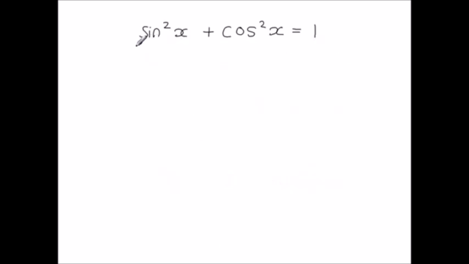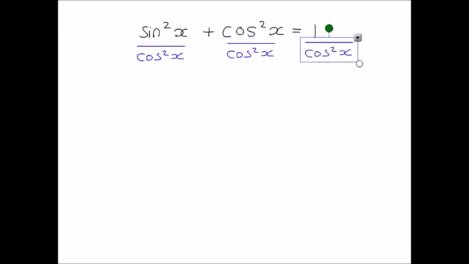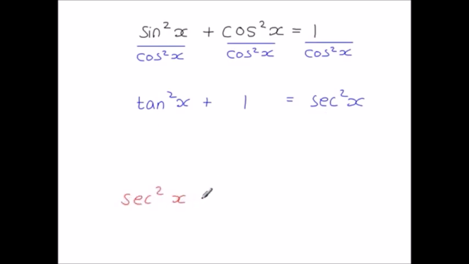Starting with this again, if we divide this time by cos squared x throughout, so we have this, then sine over cos is tan, but this is squared. Cos squared over cos squared is 1. 1 over cos is sec, but this is squared. So this is also a very useful identity that should be memorized.